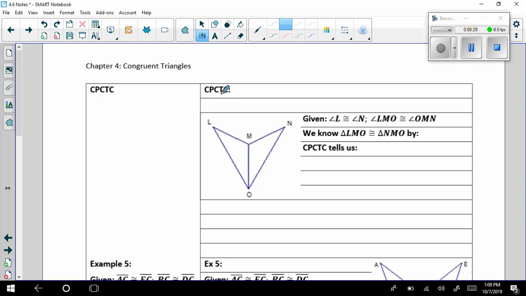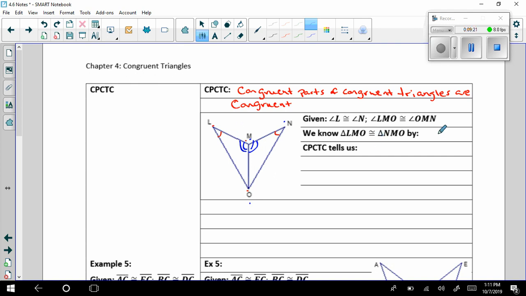All right, so CPCTC stands for congruent parts of congruent triangles are congruent. What that means is we can take the fact that two triangles are congruent and determine other congruency statements from that fact. So for example, we know that L is congruent to N because that's given to us. Angle LMO, which is this angle here, L to M to O, is congruent to OMN, so O to M to N, this angle here. Those are congruent.